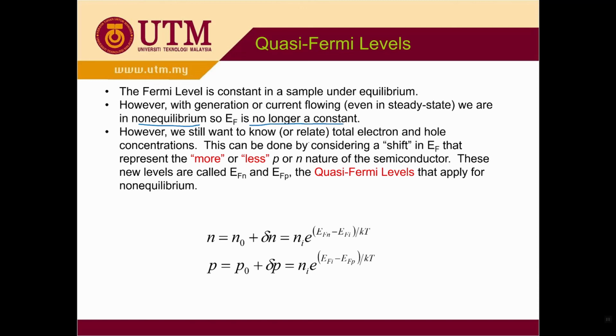However, we still want to relate the total electron and hole concentrations. This can be done by considering a shift in EF that represents more or less P or N nature of the semiconductor. These new levels are called EFN and EFP. Why EFN and EFP? Because now we are taking into account the excess electrons and the excess holes. So the EF is now upgraded to EFN and EFP. That's given here.